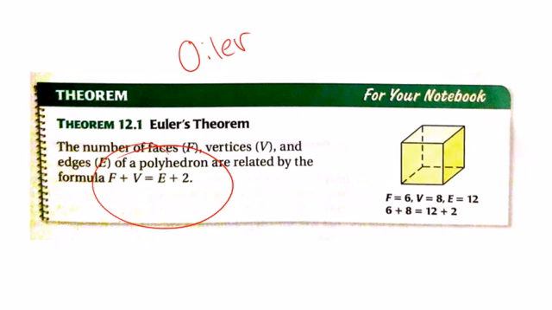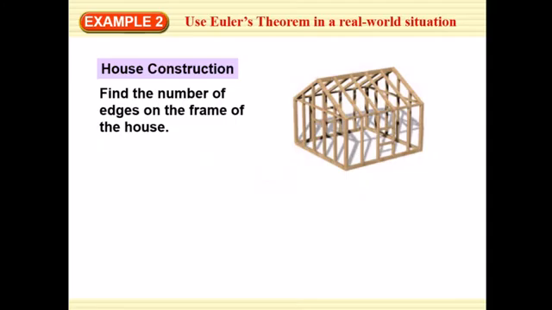So if you're finding it difficult to count all of the edges or vertices or faces, especially if they're not visible, which means they're drawn with those dashed lines, it can be really difficult, so we can use this formula instead. So in example 2 here, we have house construction. Find the number of edges on the frame of the house.